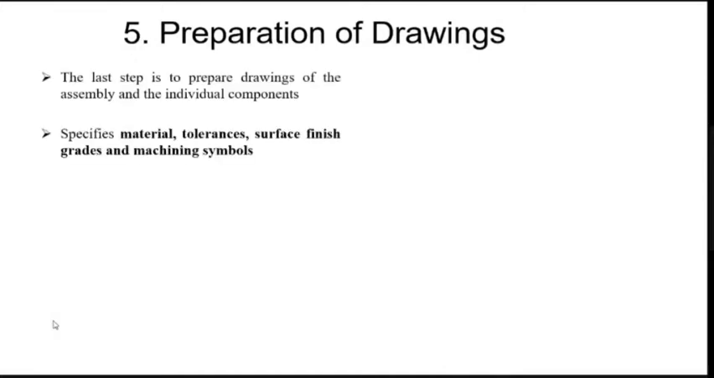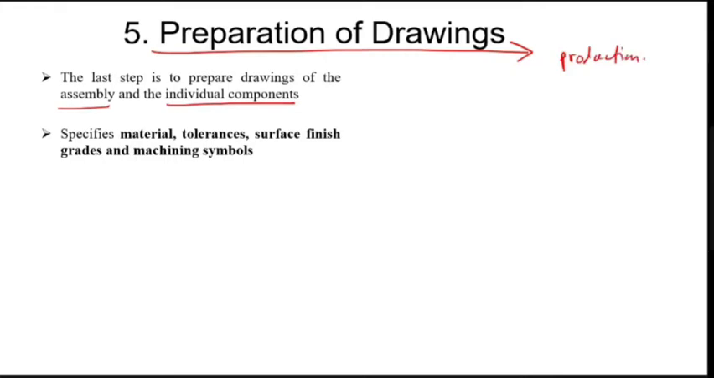Next, and finally, once you have done this, the preparation of drawing means what? This is the last step, to prepare the drawings of assembly and the individual components. As we have studied in the second year, there is machine drawing. Nowadays we have software like SolidWorks, CATIA, so you are creating everything in that software. This final drawing will go to the production department.